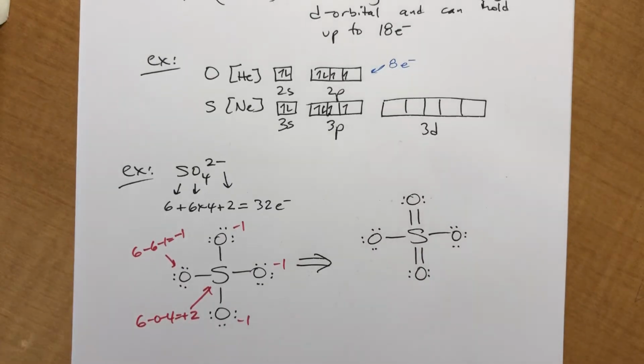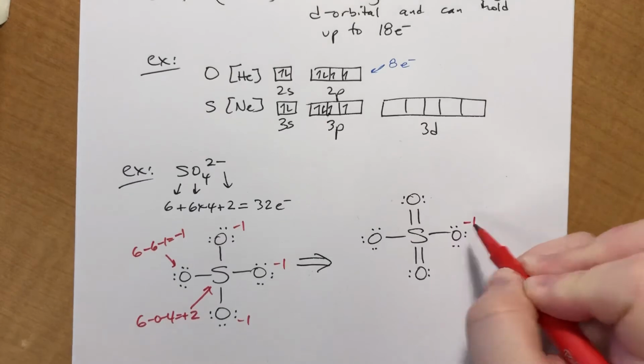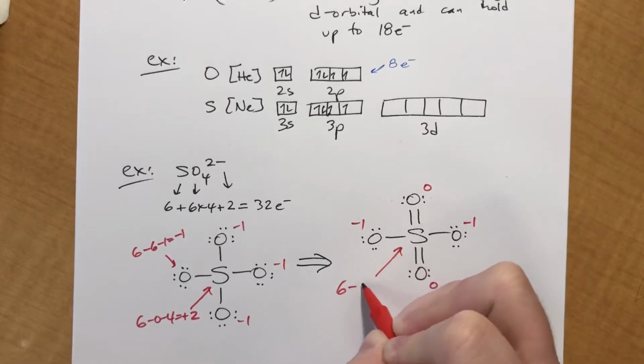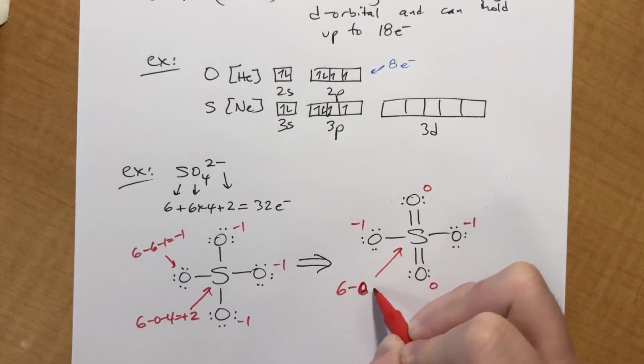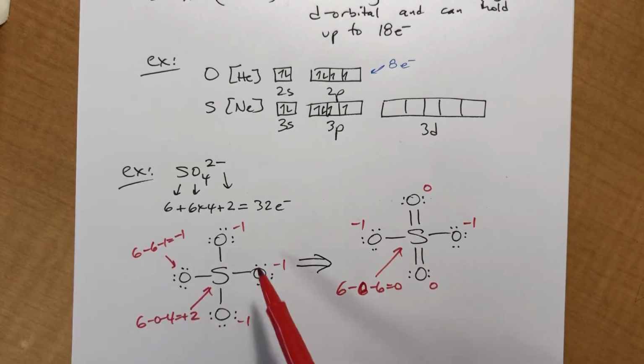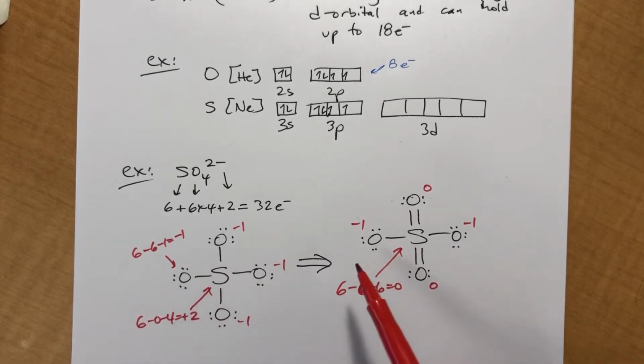Essentially it just starts shoving electrons in the d orbital because it can. This would be -1, this one would be -1. This is now 0 and 0, and this is 6 minus 0 minus 6 is 0. So it looked like it had an octet here, but we had a whole bunch of charges. Violating the octet rule will get rid of the charges, so it will do this.